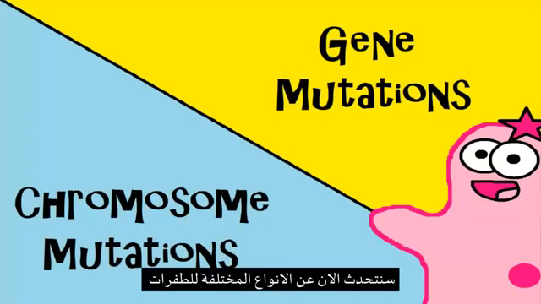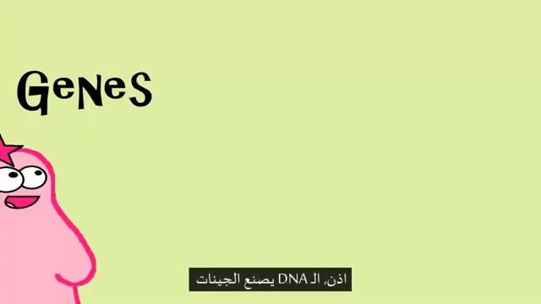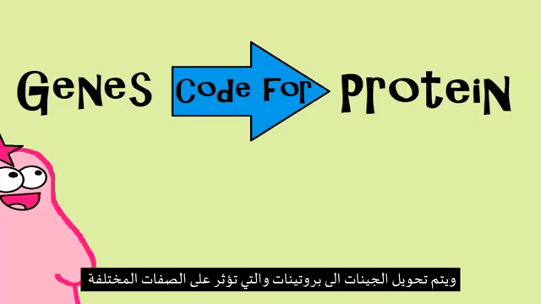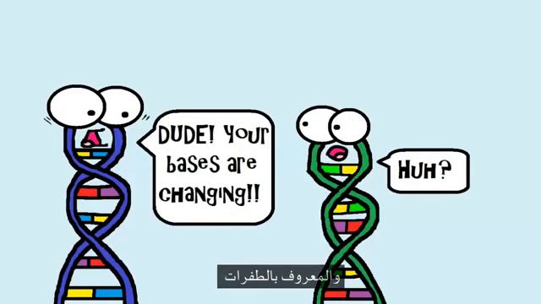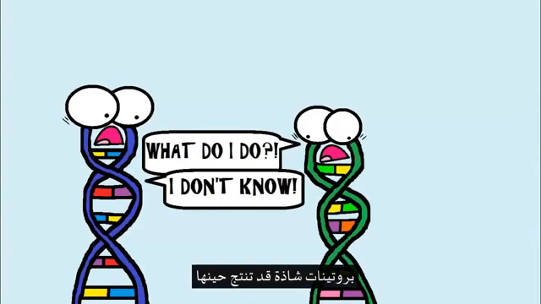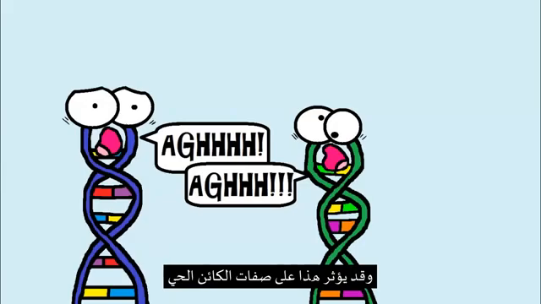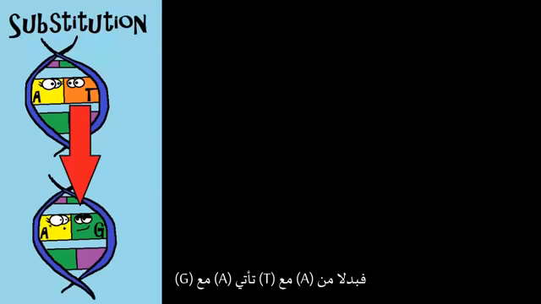So we're going to talk about the different kinds of mutations. First, we're going to talk about gene mutations. So DNA makes up genes, and genes code for proteins that influence or make up different traits. So when DNA has changes, otherwise known as a mutation, then different proteins can be produced, and this can affect an organism's traits. So let's look at the gene mutations. So first, substitution. That means you have the wrong base matched. So instead of A with T, you could put A with G.